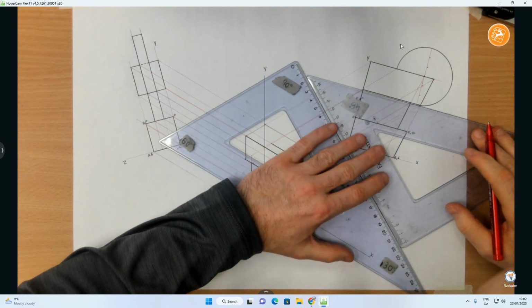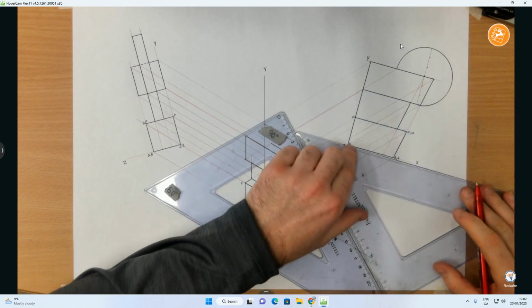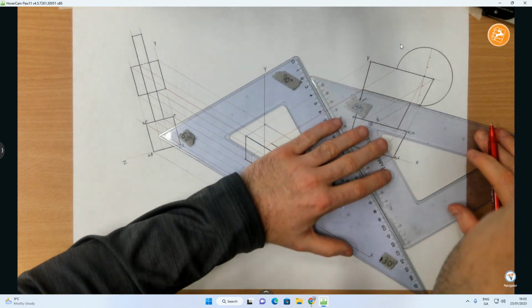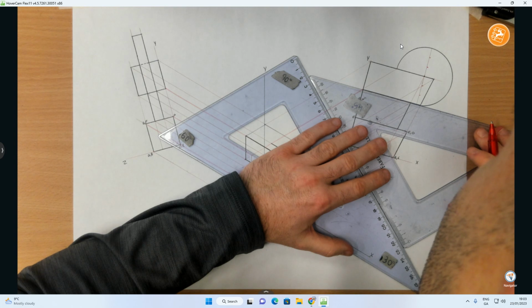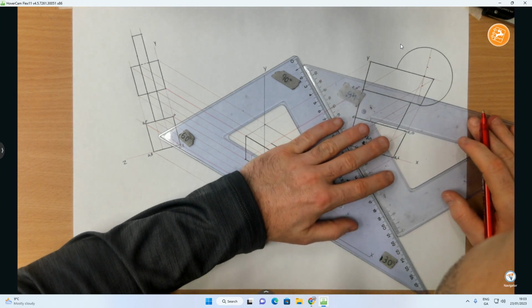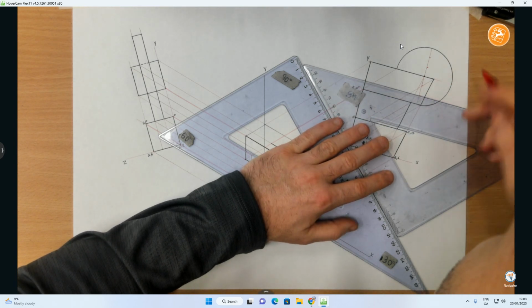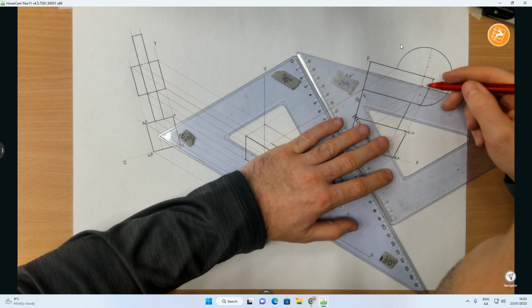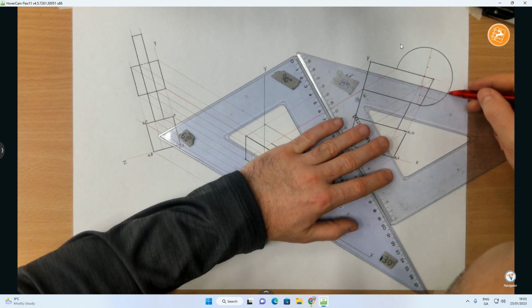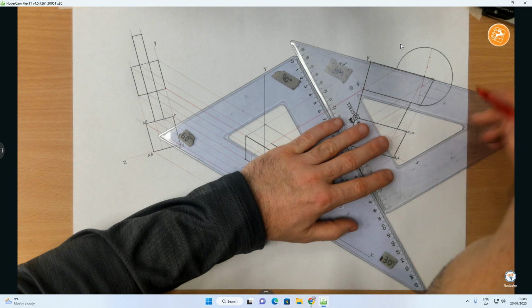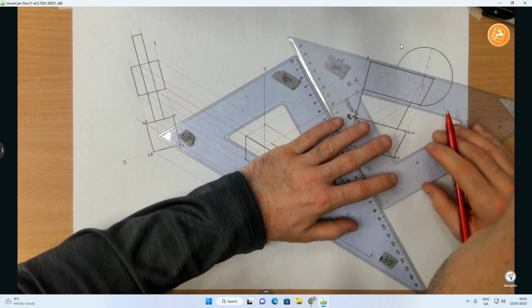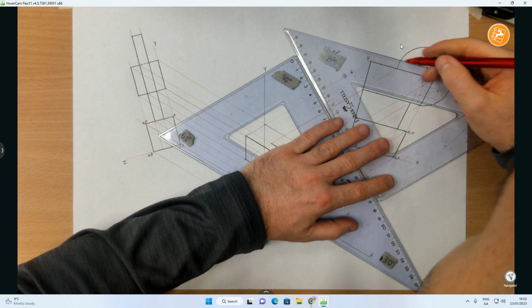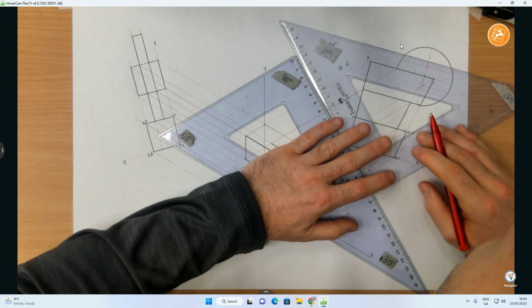I'm going to now go parallel to my ZX line. So I can use any one of these ones up here. So I'm going to use sliding set squares now. So I'm going to do a horizontal cut like this, all the way out until it hits the circumference of the circle. Extend this one out, and I've got this one, and this one.